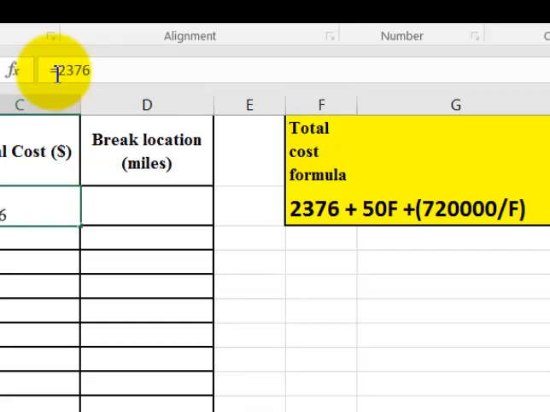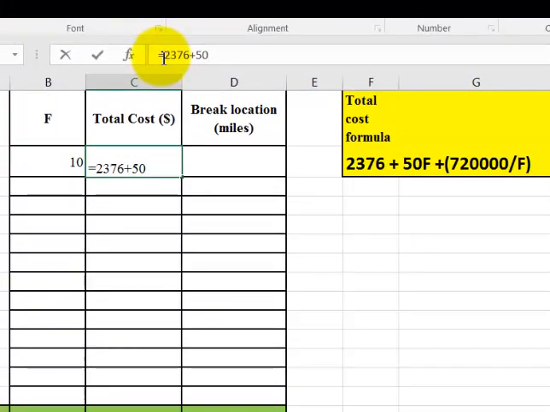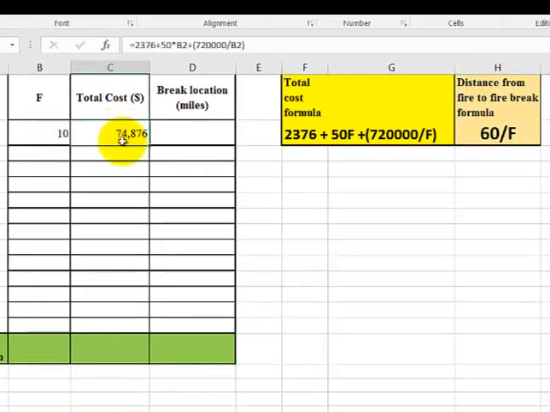2376 plus 50 times, right, shift 8 times our cell here, right, then another plus, and then we want parentheses. We want 720000 divided by this cell again, close parentheses, and that should work here. Bam. Good. And then for the total distance of the fire break, it's simply 60 divided by F.